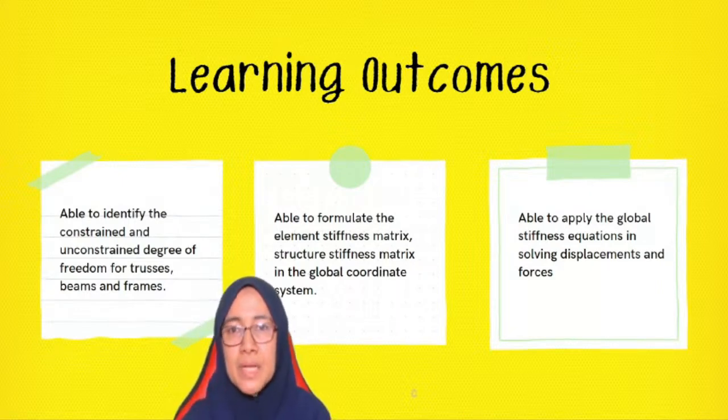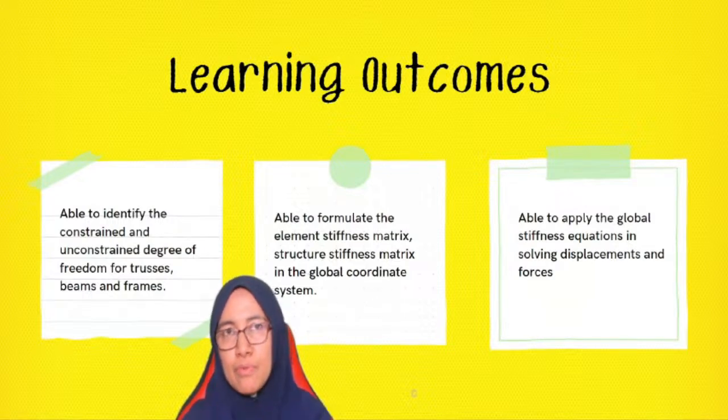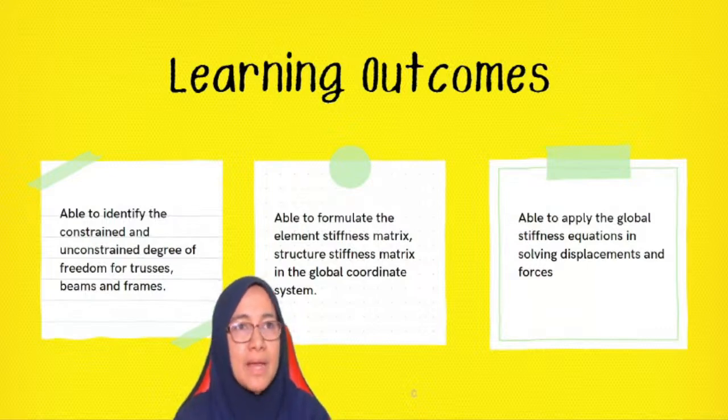the last outcome. The last outcome is what we call the stiffness equation. In the flexibility method, we have the flexibility equation, and the flexibility equation is the compatibility equation. In the stiffness method, we have the stiffness equation, and the stiffness equation is actually the force displacement equation. This is very important because by solving the force displacement equation, or the stiffness equation, we will solve for the displacement and forces.